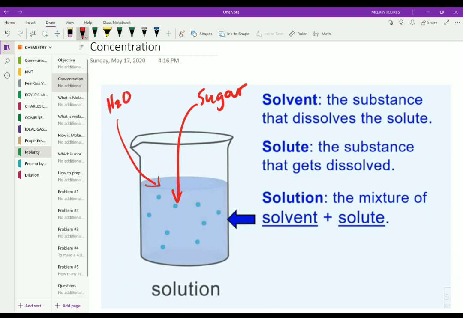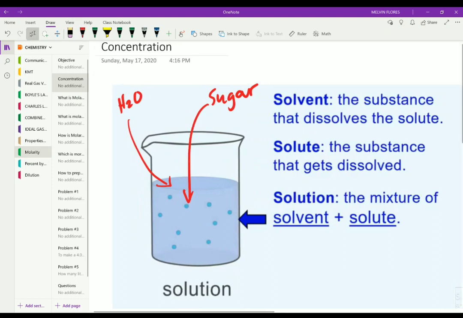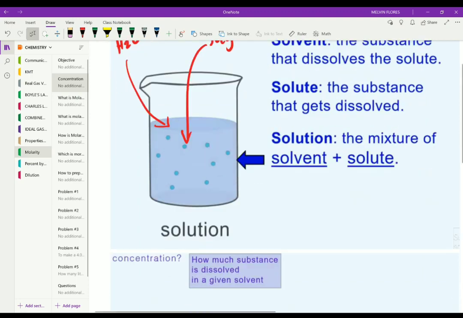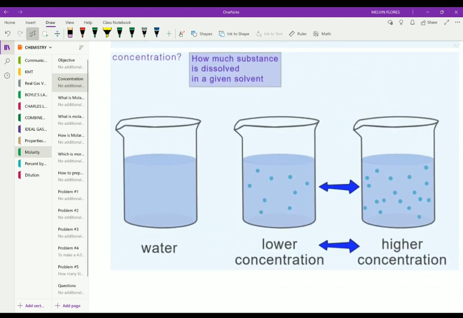So when we combine this solute, sugar, and the water together, they form a mixture of solute and solvent, which we call sugar solution. That's how a solution is made. And when we say concentration, that depends on the amount of sugar that you put in the solvent water. For example, we put sugar in a beaker of water.